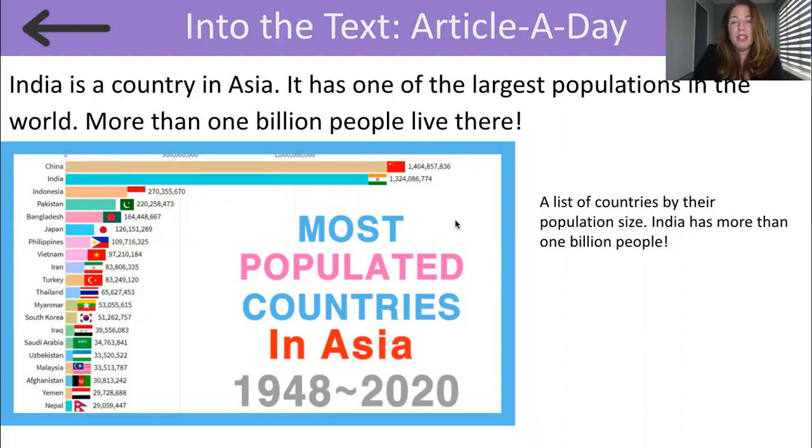And here is a list of countries by their population size. India has more than 1 billion people. So you can see here that India is second in the amount of population, the number of people living in that place. Next to China, we have India. Wow.